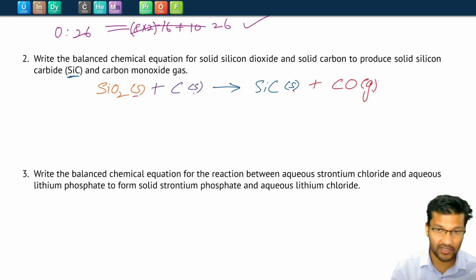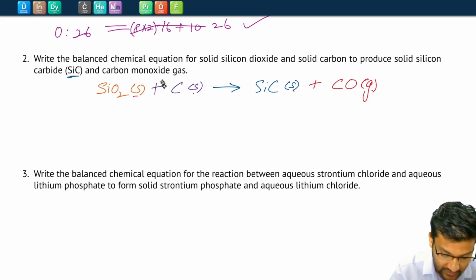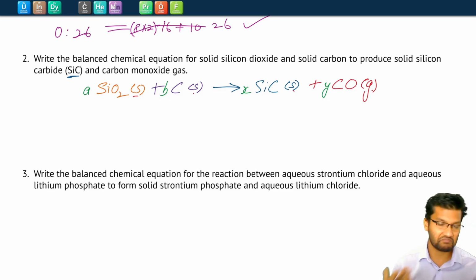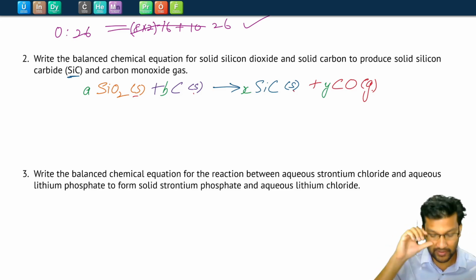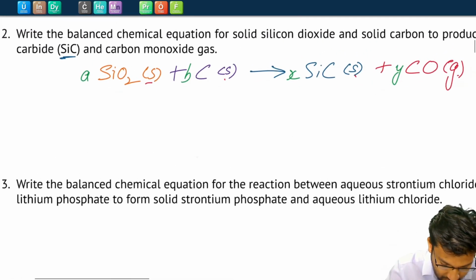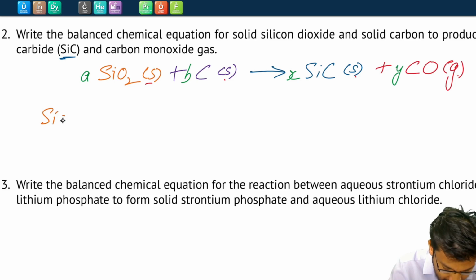In this method, we're going to assign temporary symbols for the numbers that are going to be in front of each of these different compounds. So on the left-hand side, we'll call this A number of silicon dioxide, B number of carbon. On the right-hand side, we'll call this X number of silicon carbide and Y number of carbon monoxide. Those are just symbols for the numbers that are going to be there later. Okay, let's just pick one element at a time and work with that. So let's pick silicon. On the left-hand side, there's A number of silicon, so A, and nothing else.